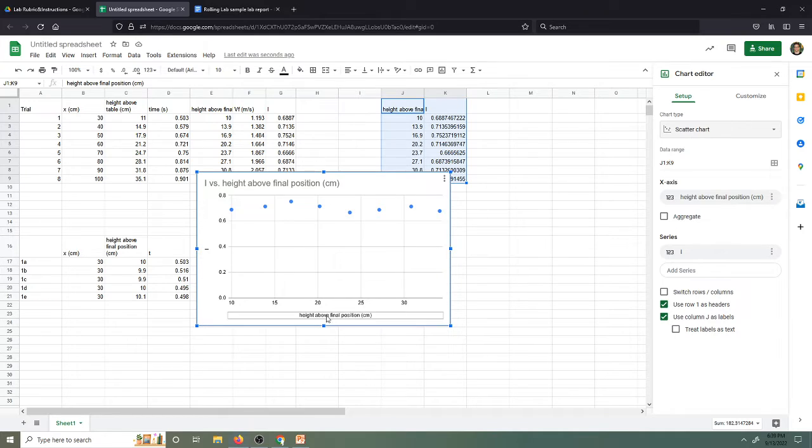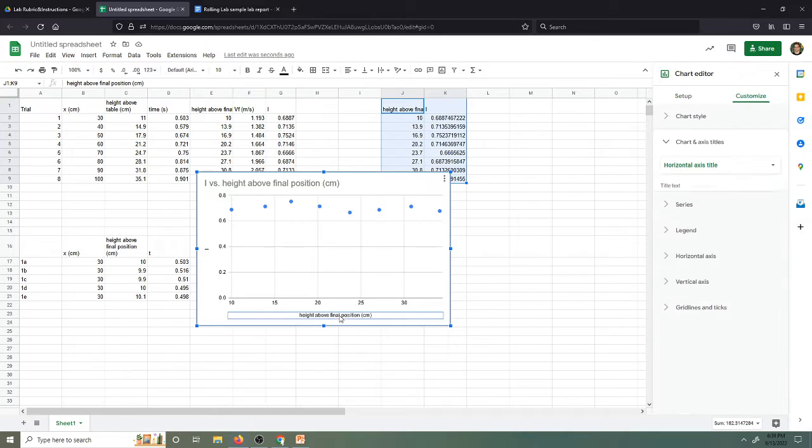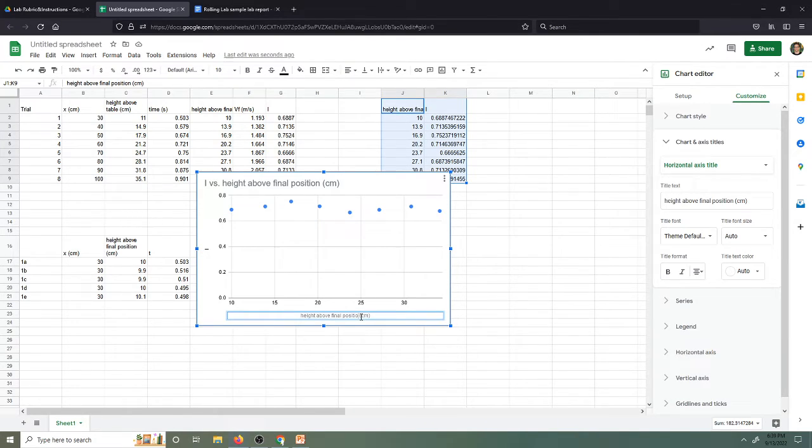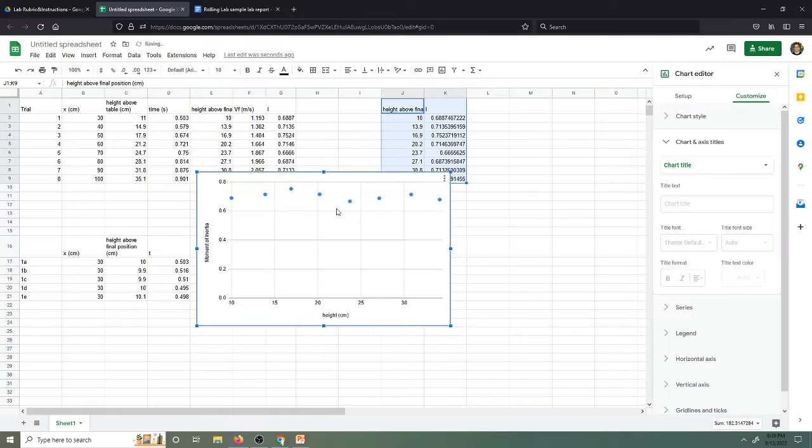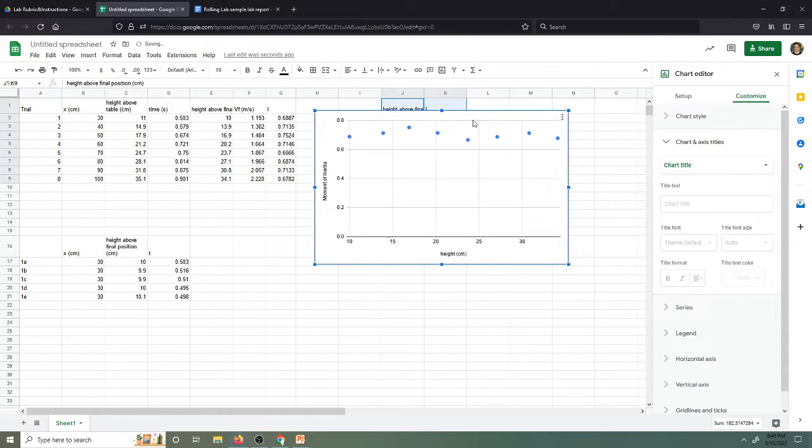I've got the independent variable, height of the final position, and I've got the dependent variable up here. I might just change this to height, and I'm actually going to write this out. This is moment of inertia. You don't need a title as long as you have, for my class at least, this may not go for everybody, as long as you have the two axes labeled, I'm not going to require you to have a title for this.